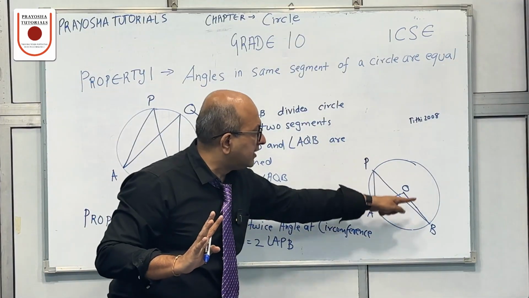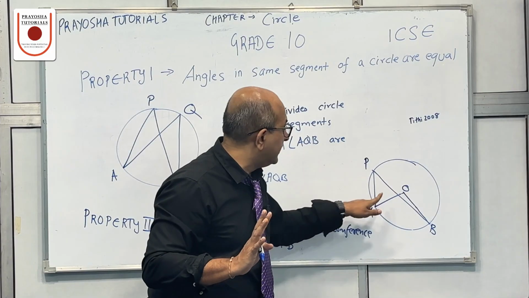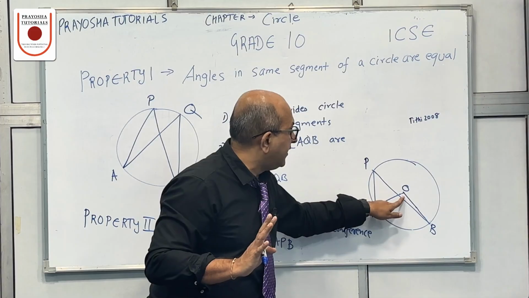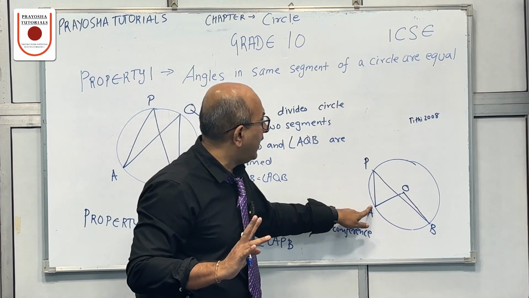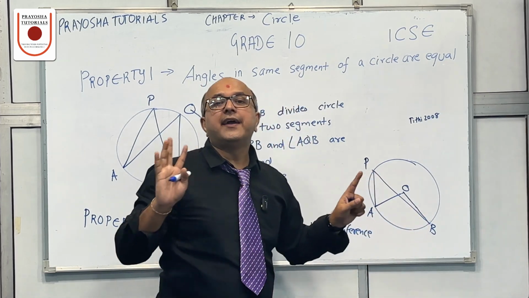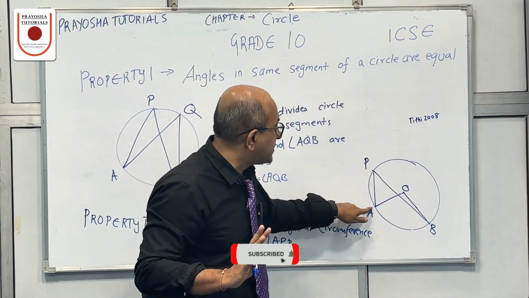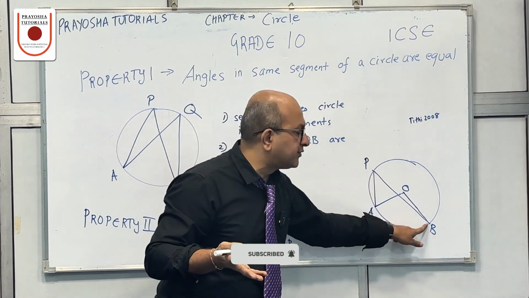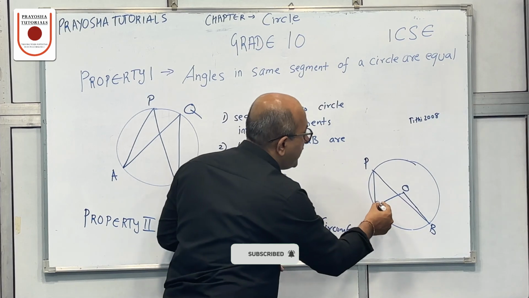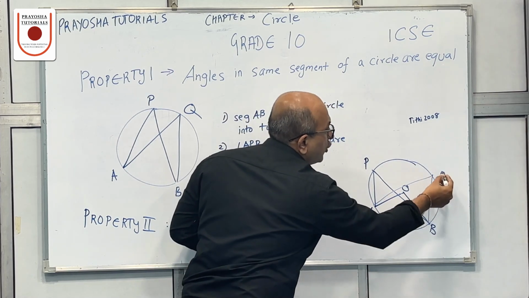You can see now this diagram, students. Central angle is angle AOB. Now, this angle, angle APB, is an angle at circumference. Means this angle can be formed anywhere. Angle APB is formed here. It can even be called angle AQB here.